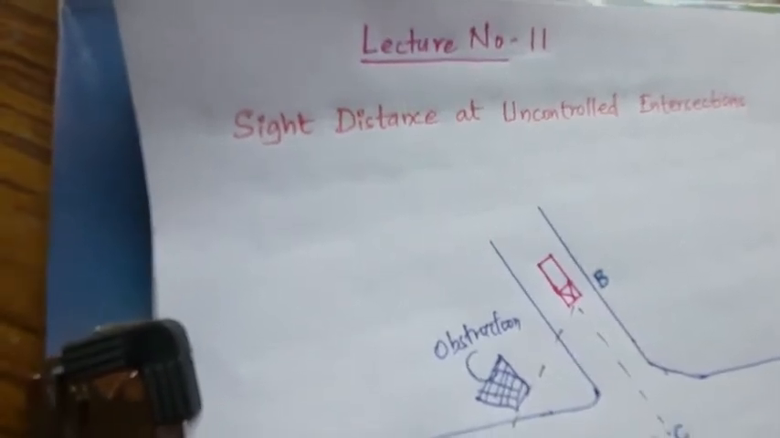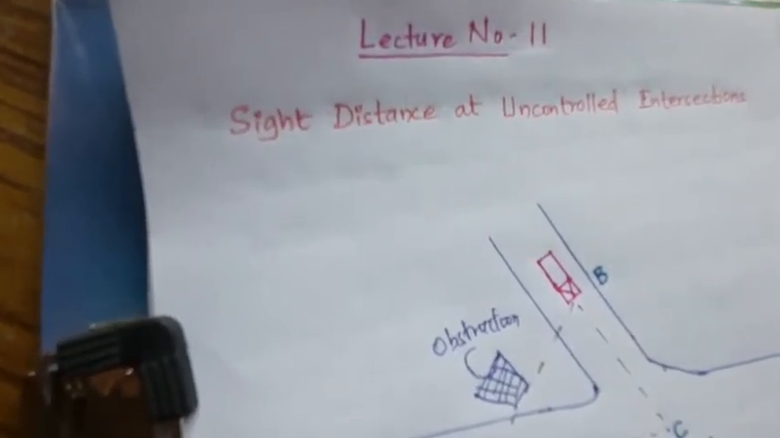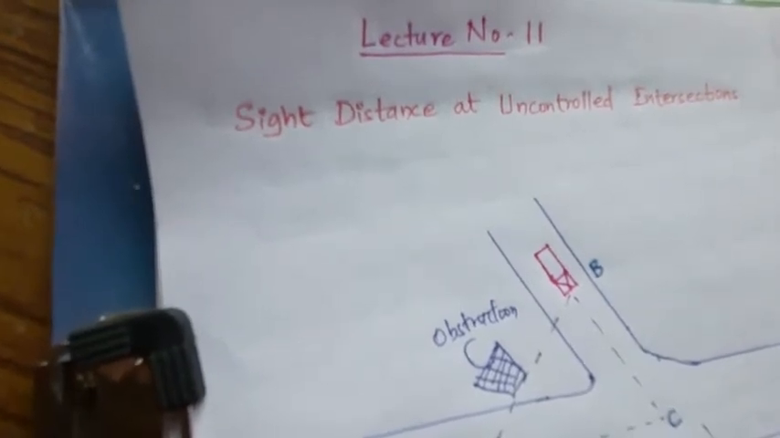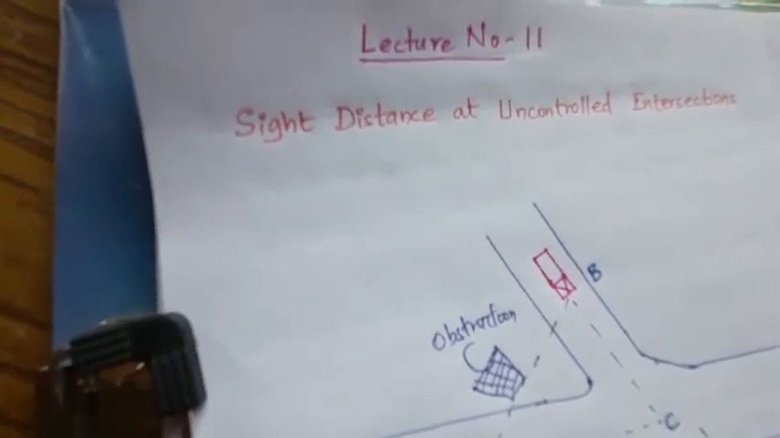Hello everyone. Today we are going to see lecture number 11. The topic is sight distance at uncontrolled intersections.